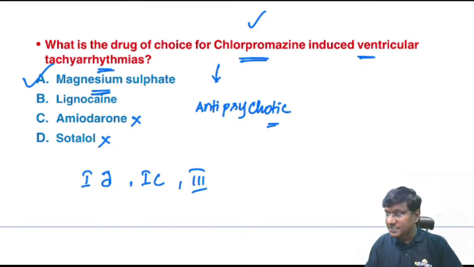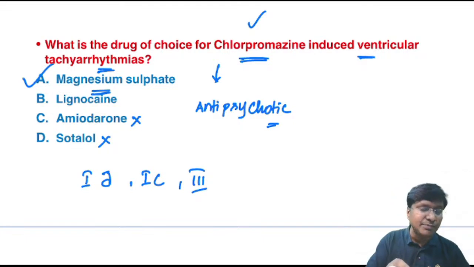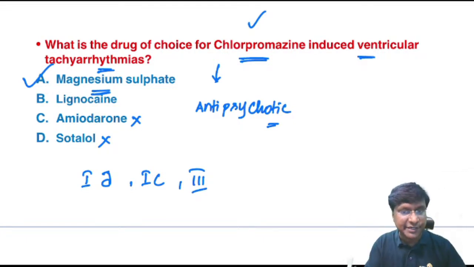So what is the drug of choice for chlorpromazine induced ventricular tachyarrhythmias? That is magnesium sulfate. What is chlorpromazine? It's an antipsychotic. Why are we giving magnesium sulfate? Because chlorpromazine can cause inhibition of alpha adrenergic, dopaminergic, histaminergic, serotonergic and muscarinic receptors, causing QT prolongation and polymorphic ventricular tachycardia, which is nothing but Torsades de Pointes, for which we give magnesium sulfate as the drug of choice. The other drug that can be given is sodium bicarbonate for the ventricular dysrhythmias in case of antipsychotic overdose.